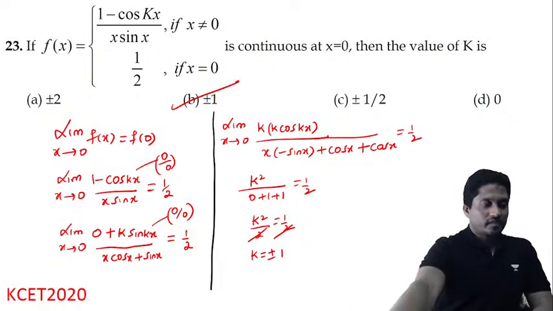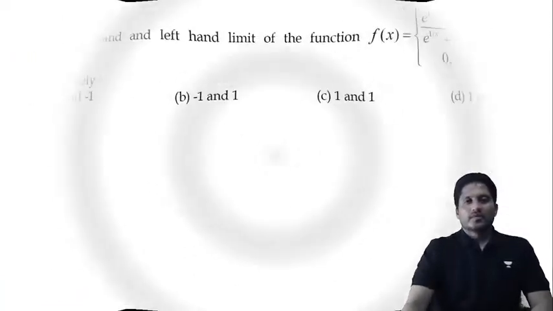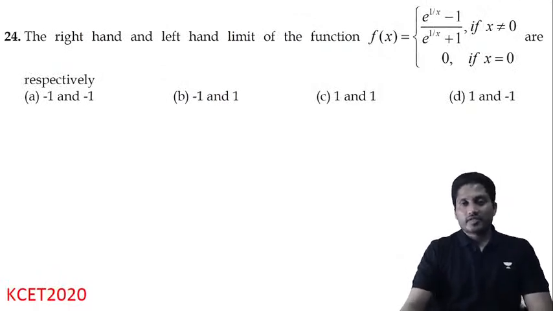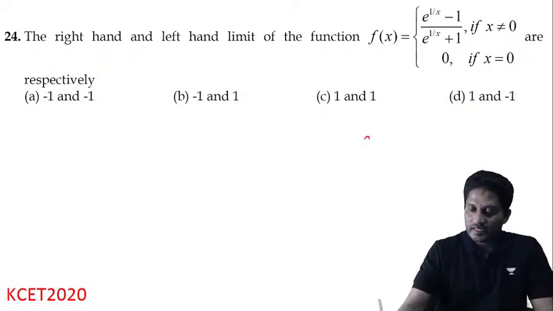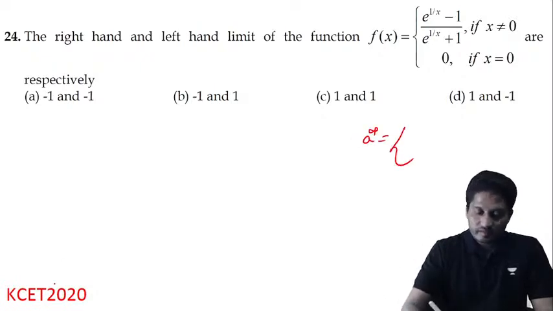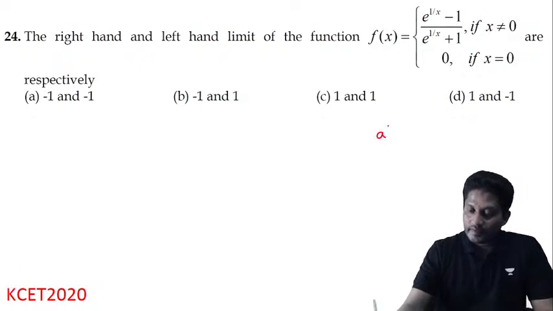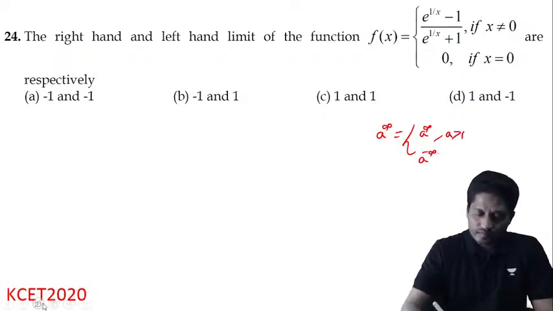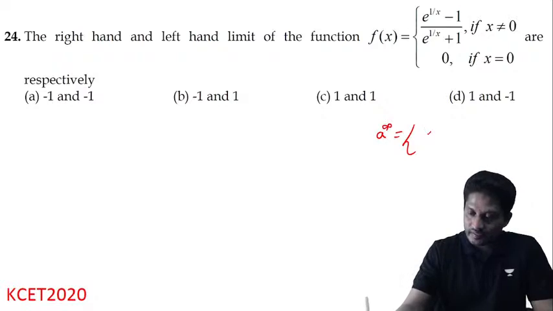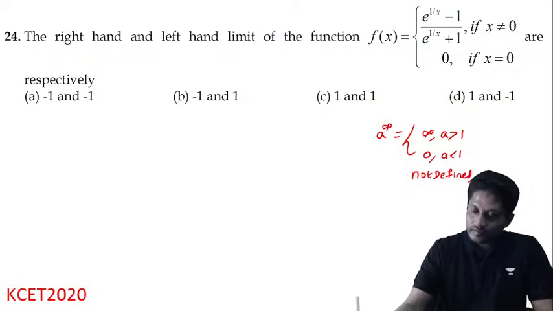Alright, let's move to the next question. What is the right hand and left hand limit of this function? Now, a power infinity is infinity if a is more than 1. A power minus infinity is 0 if a is more than 1. A power infinity is 0 if a is less than 1, and this is not defined if a is equal to 1.